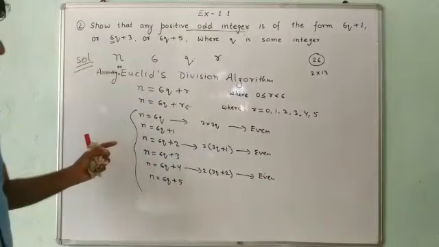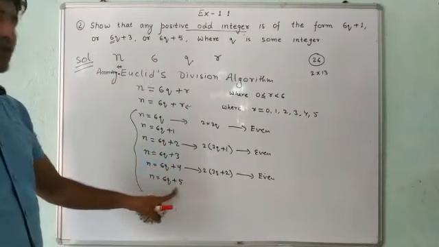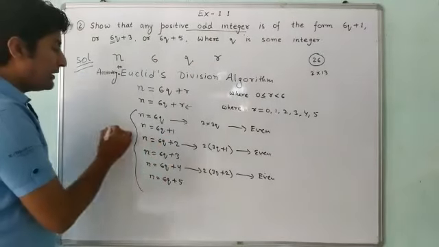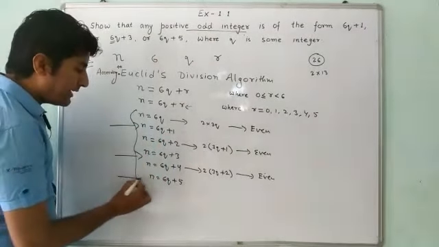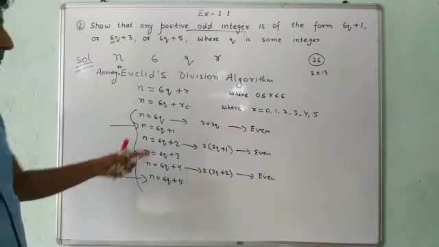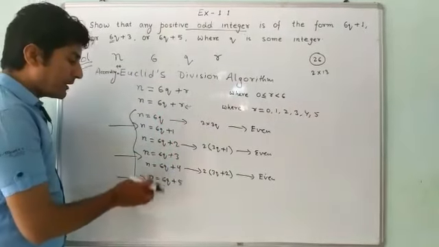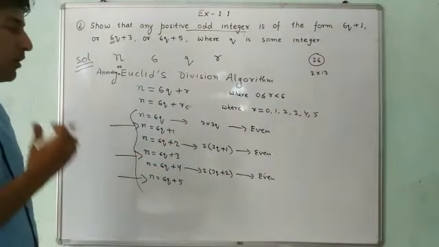What are the remaining terms? 6q plus 1, 6q plus 3 and 6q plus 5. All these three are odd integers. The others are the even integers. Why? Because all of those are multiples of 2, while these three are not multiples of 2. That's why these are the odd integers.